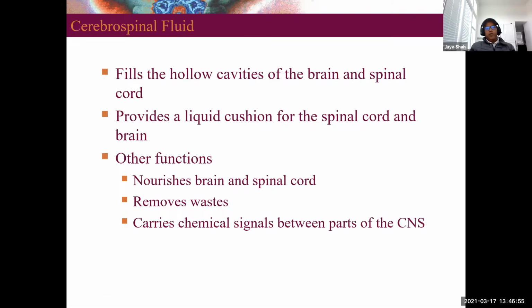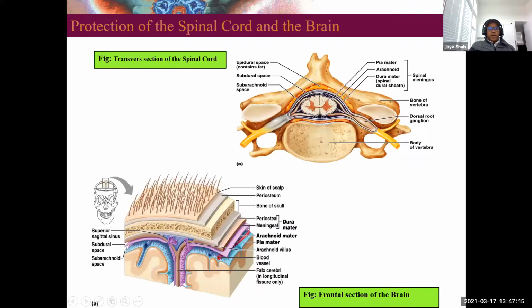Cerebrospinal fluid fills the hollow cavities of the brain and spinal cord. We produce about 120 to 150 ml of CSF every day, and I think in 2 to 3 days, we replace it. It provides a liquid cushion for the spinal cord and brain. So you see, let me go here. Inside the brain, we have a cavity, and that cavity also contains CSF. We will talk about that when we talk about CSF in the brain.